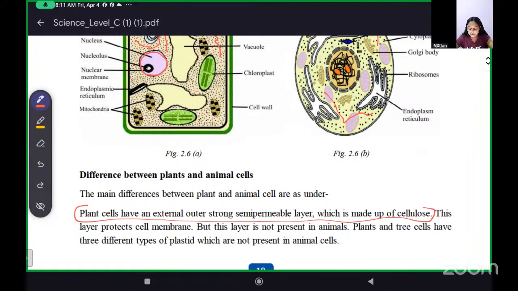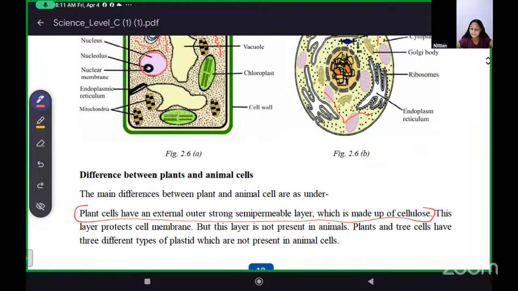This means that plants have an external outer layer which is strong, okay, and semi-permeable, all right, and made up of a substance known as cellulose. This layer protects the cell membrane. Okay, since it is strong, it protects the cell membrane. But in animals, this layer is not present.